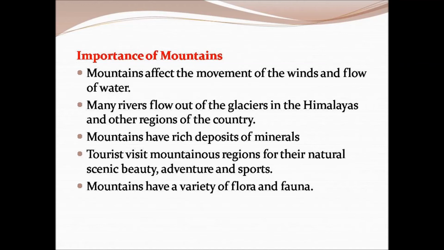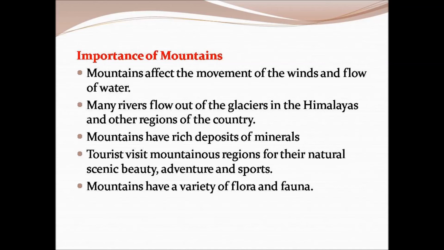For example, due to the presence of the Himalayas, cold winds from Tibet and China cannot come towards India. We know that the Himalayas form the northern boundary of our country. So, the cold winds from Tibet and China are blocked by the Himalayas and prevented from entering into our country. Similarly, they force rain clouds to shed their moisture in India.